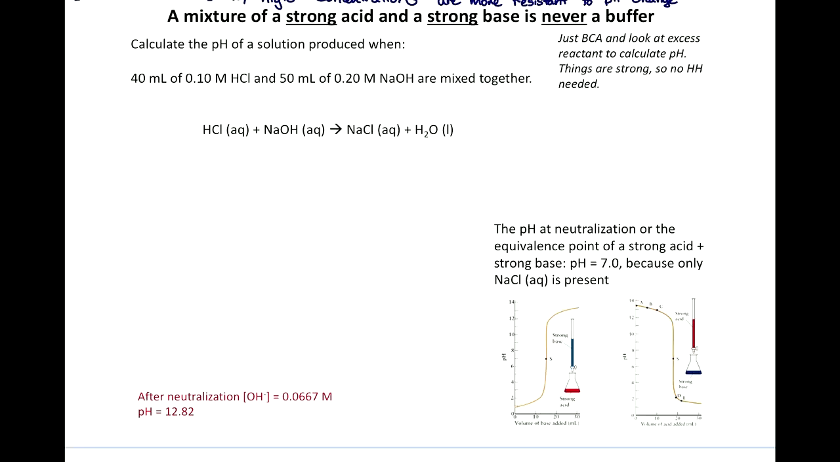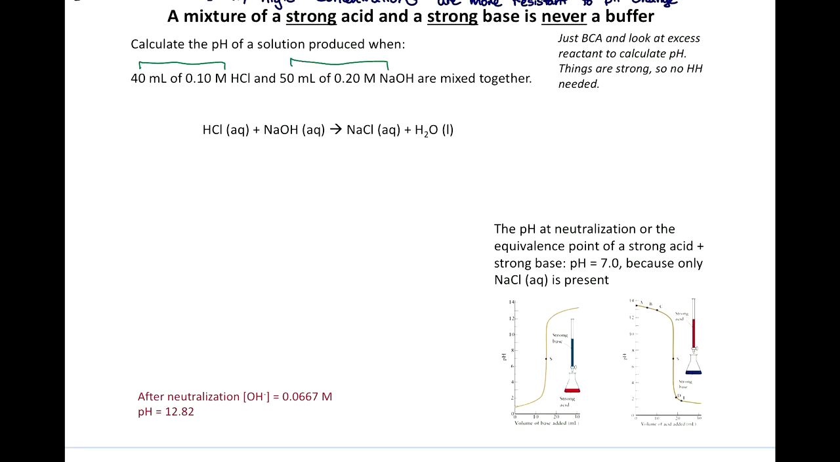So let's calculate the pH of a solution when we mix these things. The skills are exactly the same, but we want to inspect what do I have in my mixture after that neutralization reaction. And that will dictate what equation I need to use. So we mix 40 milliliters of HCl and 50 milliliters of sodium hydroxide. What is the pH? So this is the strategy.